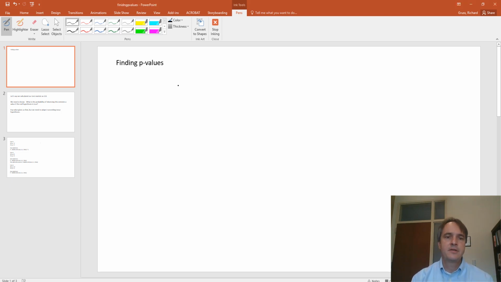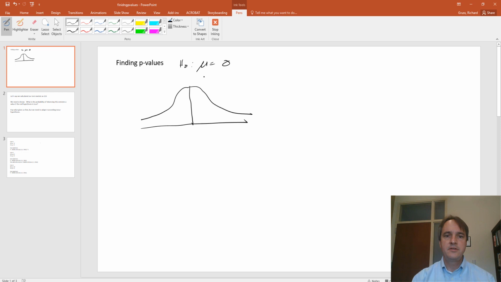When we do hypothesis testing, we are beginning with some kind of situation that we want to test. For example, if we started off with a null hypothesis that says that the population mean is equal to 0, that means we're envisioning some scenario where the distribution of the population parameter is centered on 0 and then has this range of values that stretch out to the left and to the right.